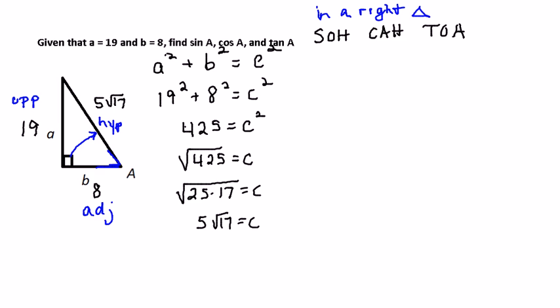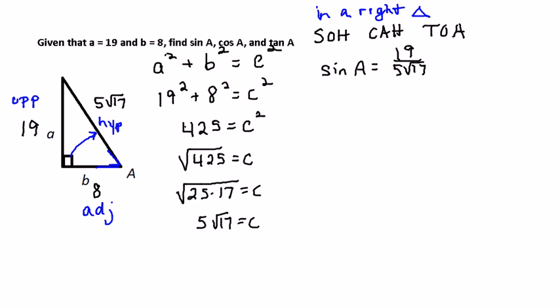Okay, so we have the adjacent, opposite, and hypotenuse labeled. Now we can go ahead and find the sine, cosine, and tangent. So the sine of angle A will be opposite over hypotenuse. So 19 divided by 5 square roots of 17. So that would be the answer. We should rationalize the denominator.